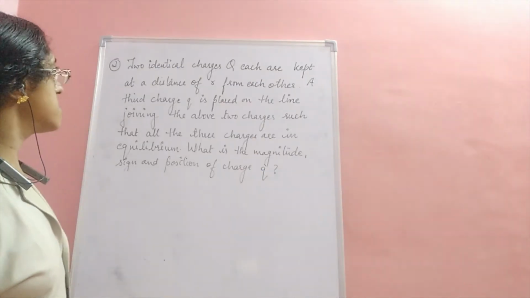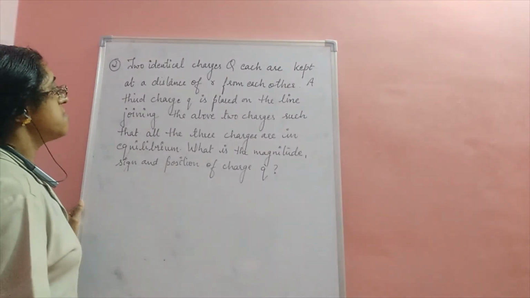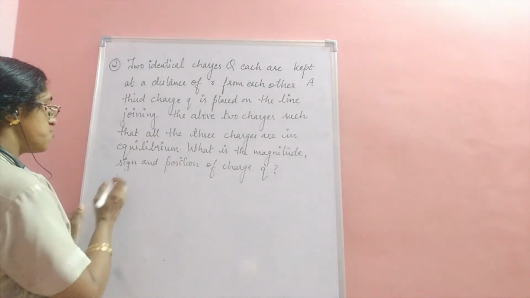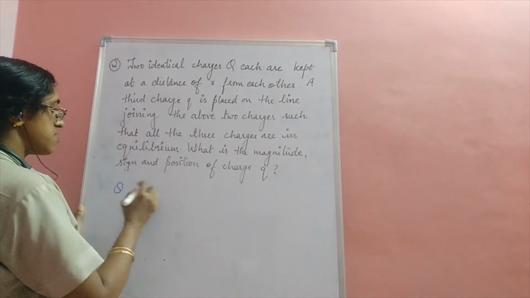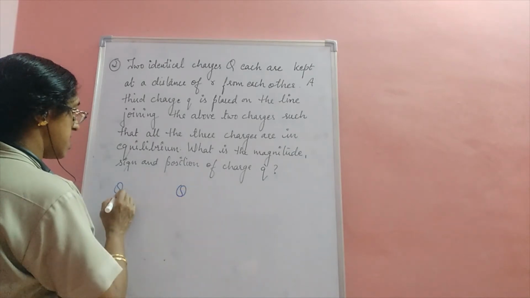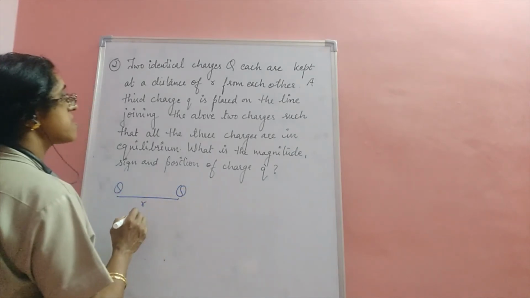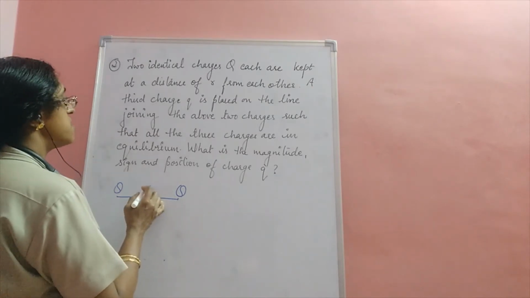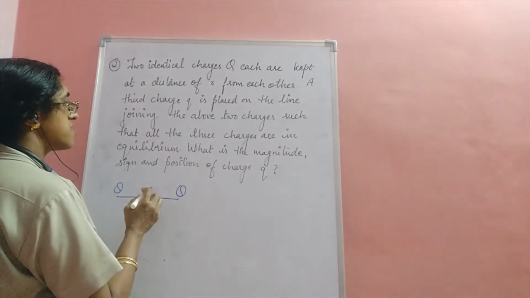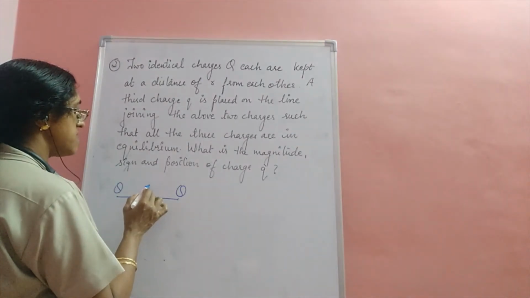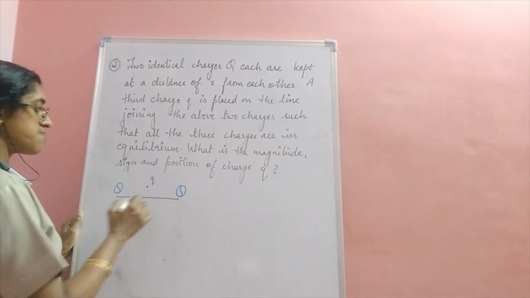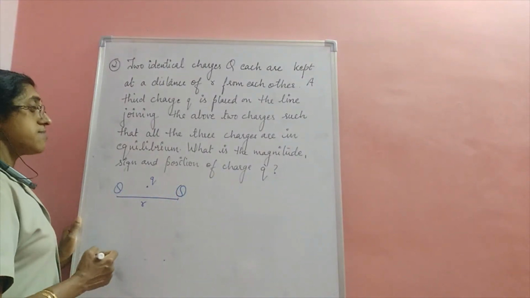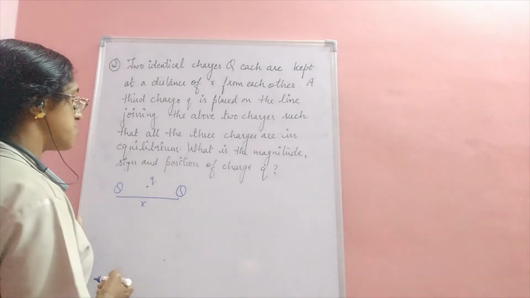Now the second numerical: two identical charges Q, each are kept at a distance of r from each other. There are two charges Q, that is capital Q. They are separated by a distance of r from each other. A third charge q is placed on the line joining the two charges such that the three charges are in equilibrium. We don't know where it is placed, but anywhere on the line joining the two charges. What is the magnitude, sign and the position of the charge q?